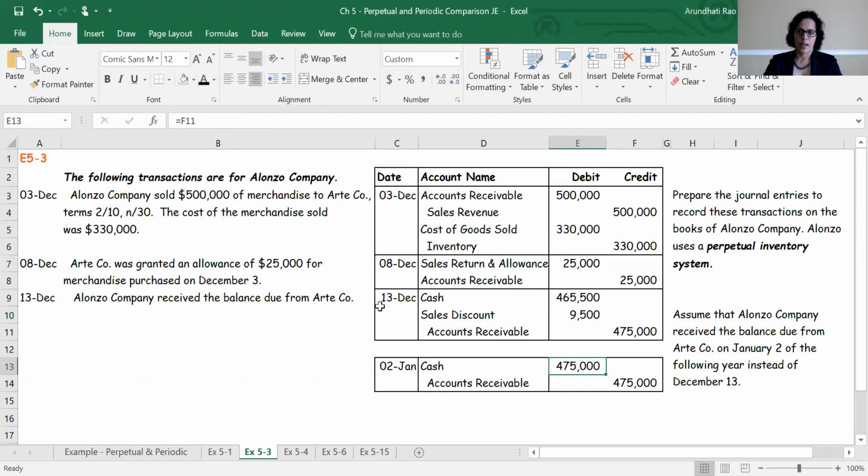So we have seen two exercises so far. In exercise 5-1, you saw from the viewpoint of the buyer. Now in exercise 5-3, you saw from the viewpoint of the seller. We're going to look at a couple more exercises in a few minutes.